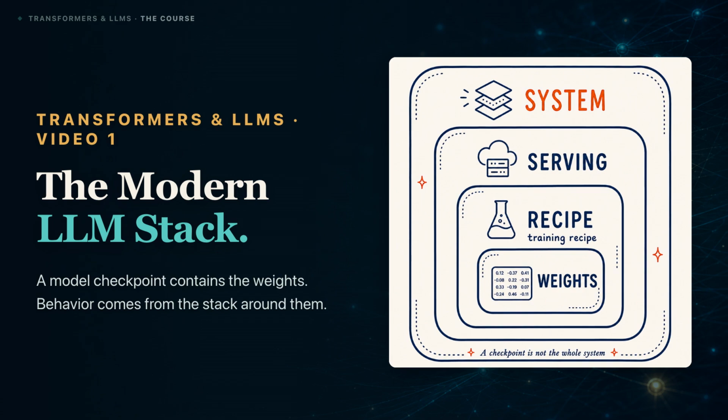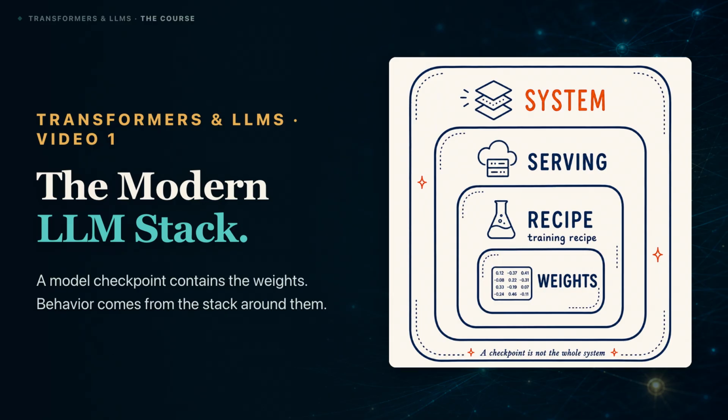When people say the model, they may mean the weights, the training recipe, the serving setup, or the full product. These are different parts of one system, and changing an outer part can change behavior even when the weights stay fixed. A modern LLM is built with a training stack and used inside a production stack.